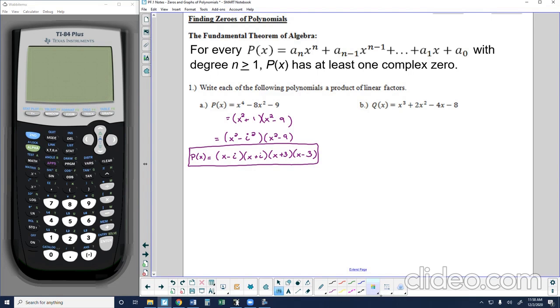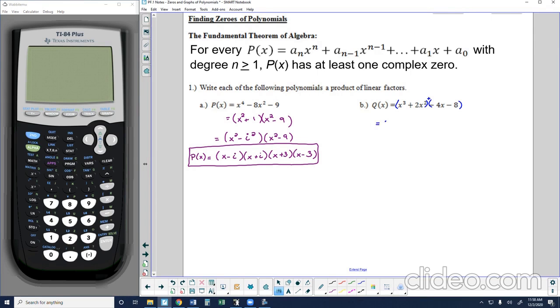Let's go ahead and take a look at q of x, 1b. We aren't going to factor this in the same method. This one is a cubic function because it has an x to the 3rd power, so it's not going to factor into two binomials. What we may notice about this cubic function is that it has 4 terms. So we might remember that to factor these, I can try to group. So I'm going to group the first 2 and group the second 2.